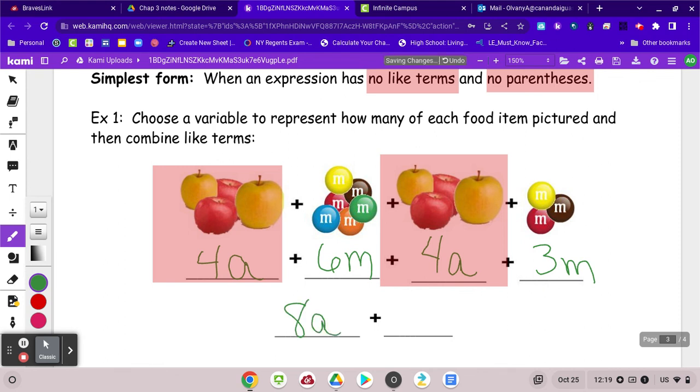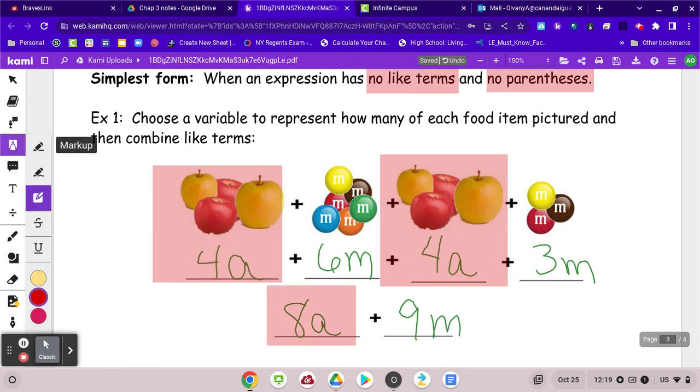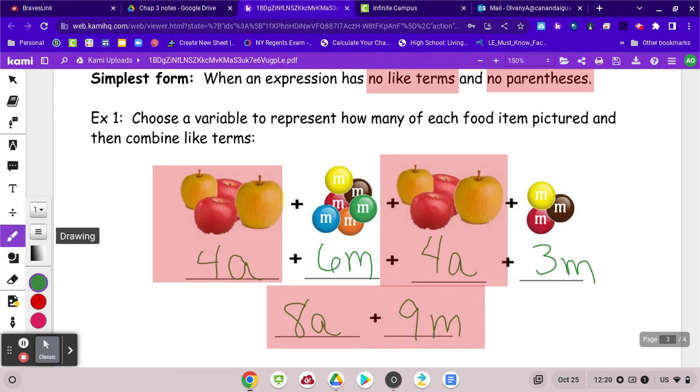And the M&Ms are the same. So I'm going to put those together and say I have 9M. This is simplified because I don't have any like terms. I cannot combine these because they don't have the same variable. And there's no parentheses, so I'm done.